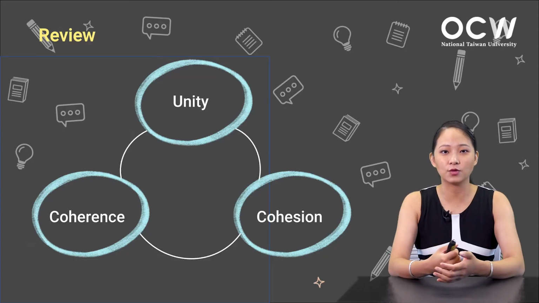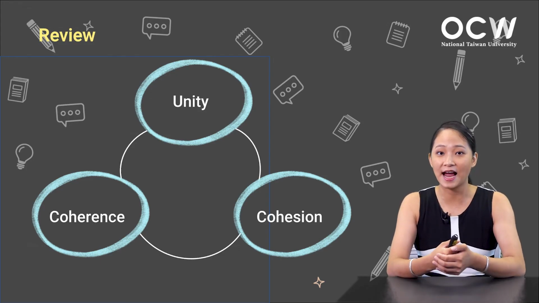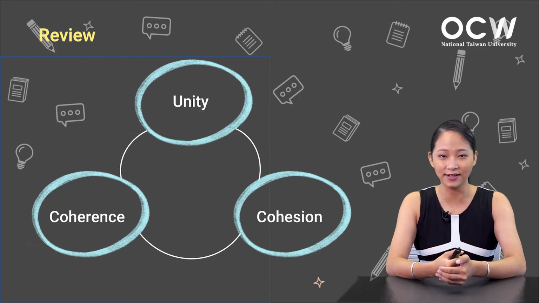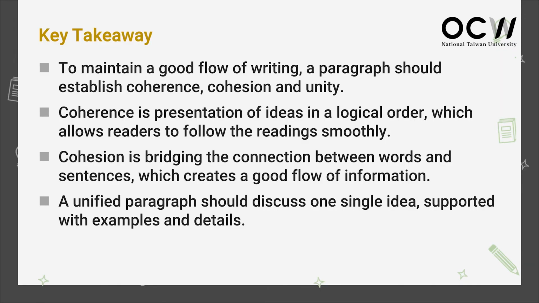So in today's lesson, we explored three aspects: coherence, cohesion, and unity. We talked about how to link ideas, words, and phrases together, and different grammatical strategies to help us link these together. In today's lesson, we understood the need to maintain a good flow of writing, as a good paragraph should establish coherence, cohesion, and unity.